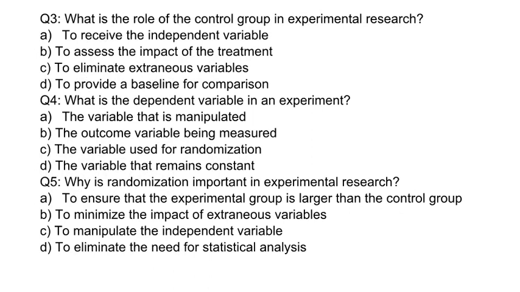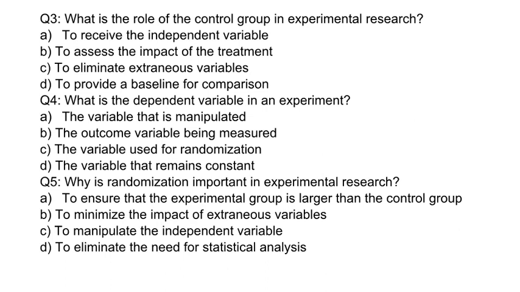Question 4 is, what is the dependent variable in an experiment? A. The variable that is manipulated. B. The outcome variable being measured. C. The variable used for randomization. D. The variable that remains constant. Correct answer is B. The outcome variable being measured.